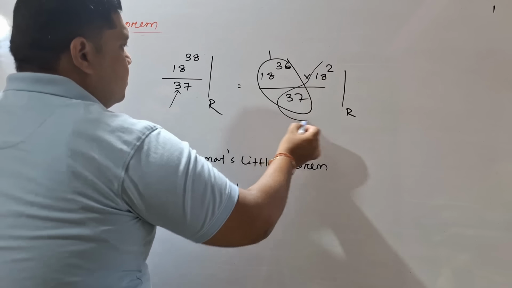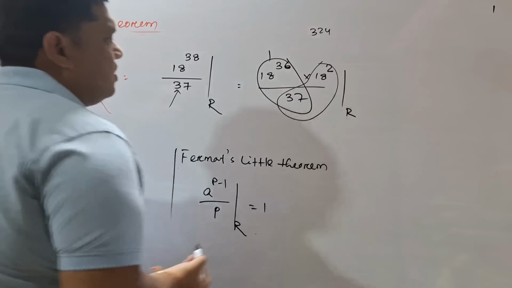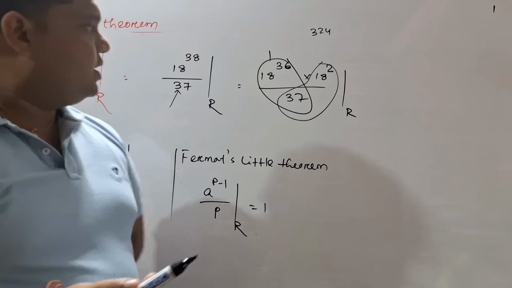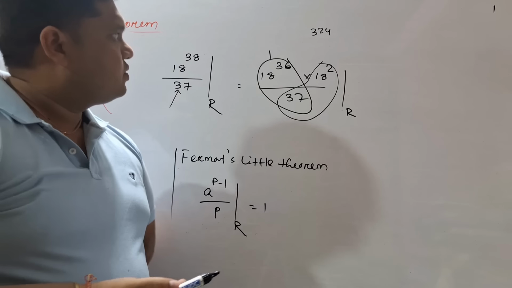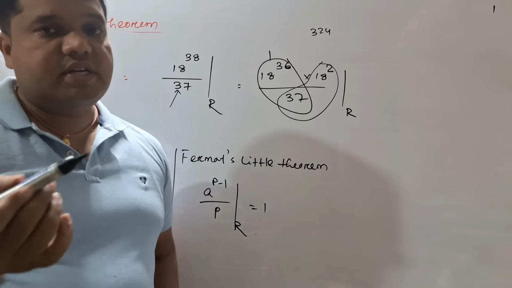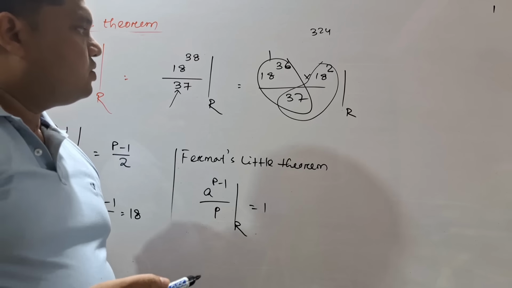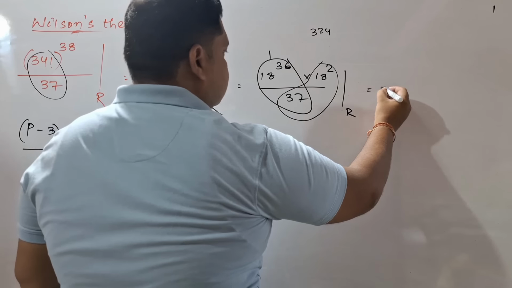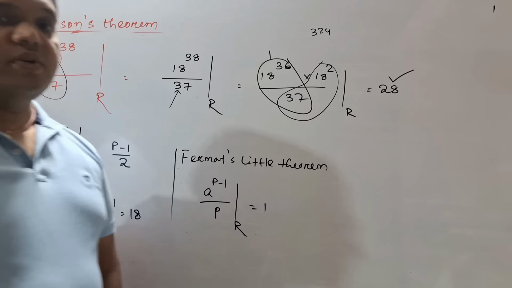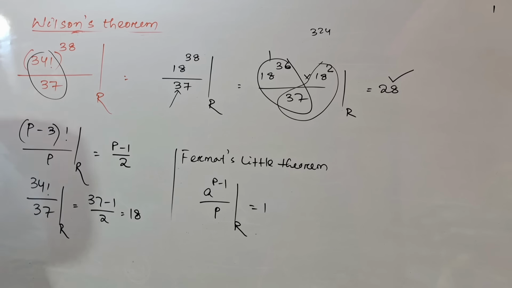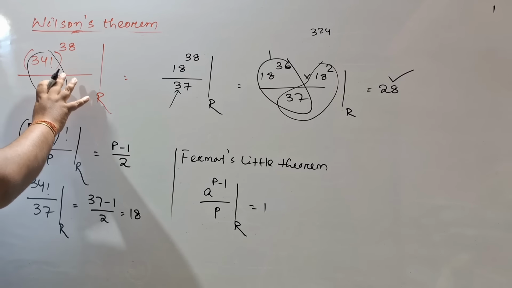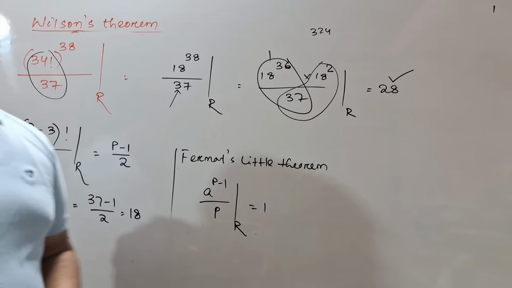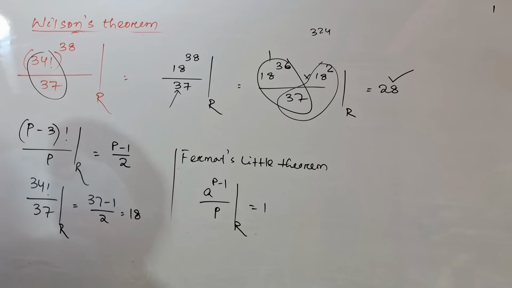Now 18 square is 324. 324 when it is divided by 37: 37 into 10 is 370, 37 into 2 is 74. If I subtract 74 from 370, I get 296, which is divisible by 37. And here it is 324, so the remainder is 28. So the answer for this question is 28. Here we applied Wilson's theorem, and in this step I applied Fermat's little theorem. So in this way you have to handle it. This is a good and important question.